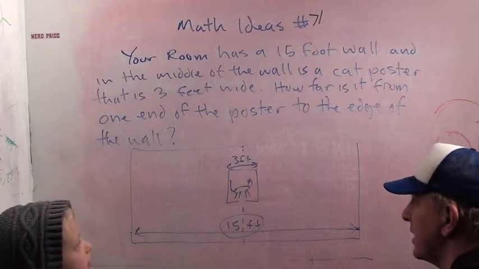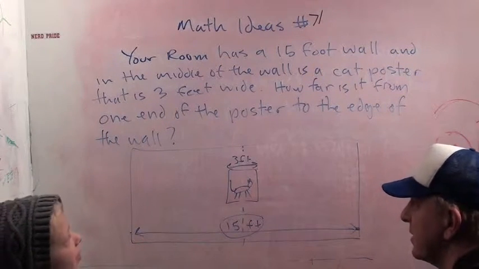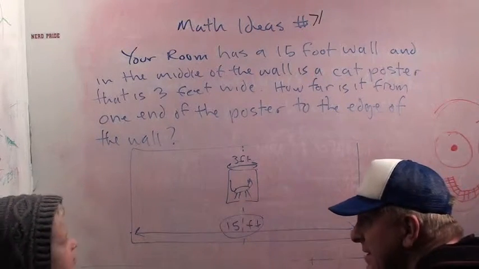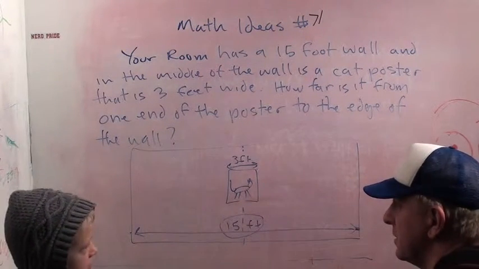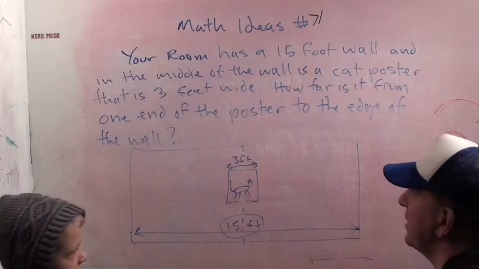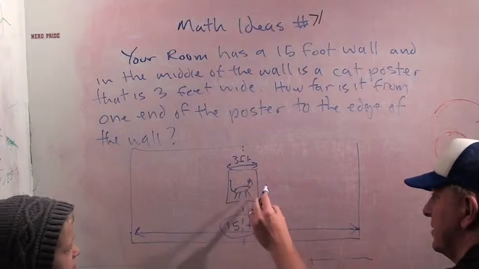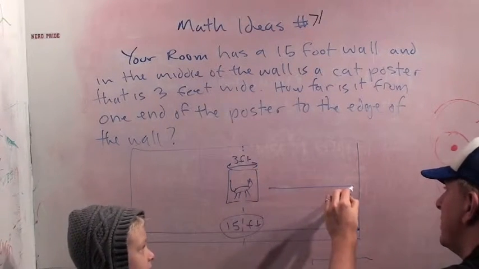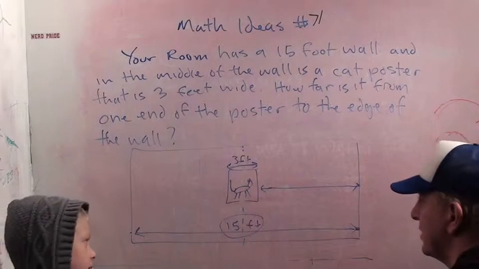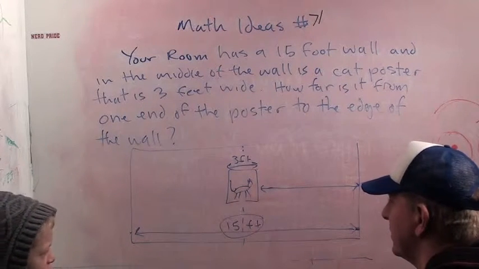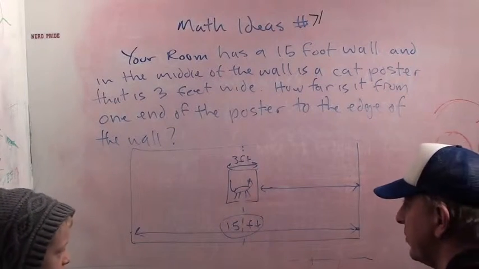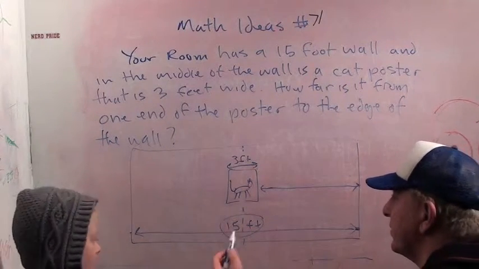3 feet. Okay, so there's a couple important things. The cat poster is 3 feet wide and it's in the middle. And so the question is, how far is it from one end of the poster to the edge of the wall? So how far is this? So we gotta cut 15 in half with 2 even numbers. Well, okay. Except we don't have to cut 15 in half with 2 even numbers.